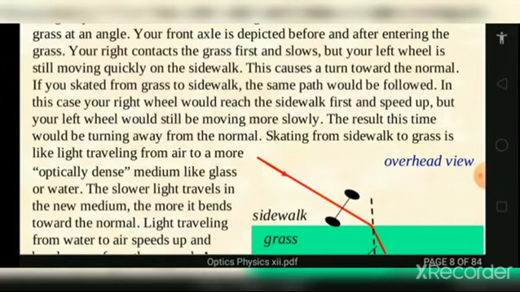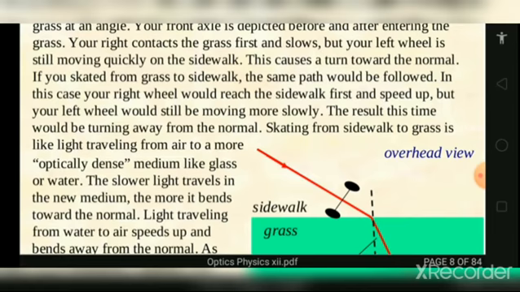If you go from grass to sidewalk, the same path would be followed. In this case your right wheel would reach the sidewalk first and speed up, and your left wheel would still be moving slowly. This results in a turn away from the normal.